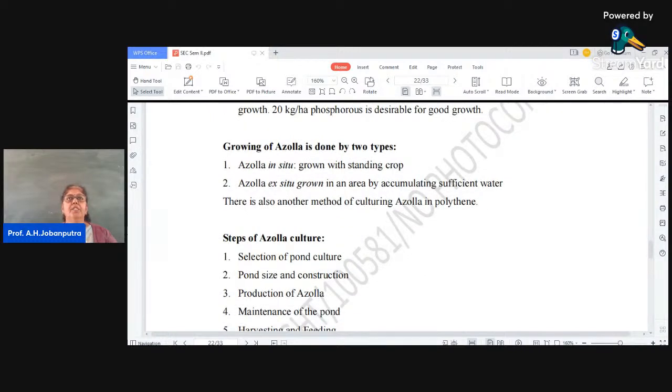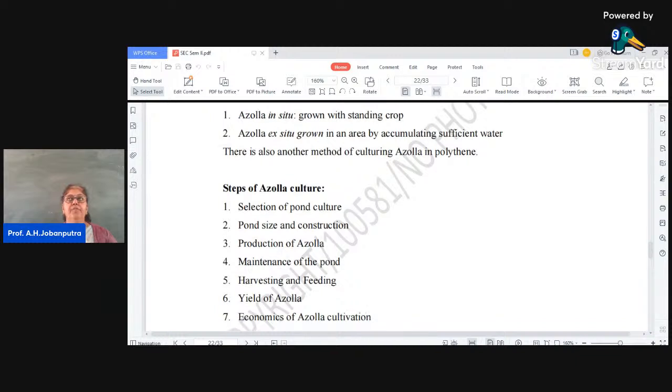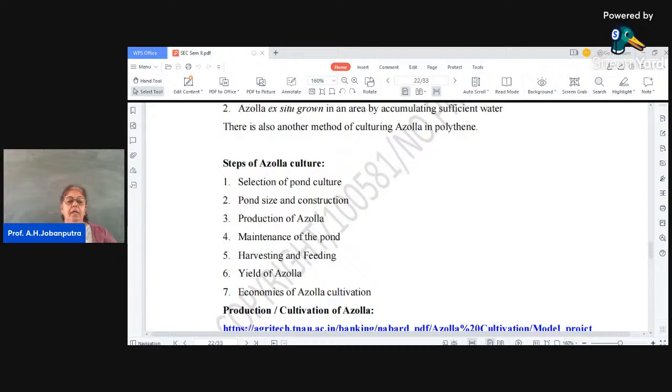Steps for Azolla culture. First one is selection of pond culture, pond size. Then you have to have a properly constructed pond. Then maintenance of that pond is also very essential. You have to provide the nutritional content in that pond. You have to harvest Azolla from time to time, as and when required.